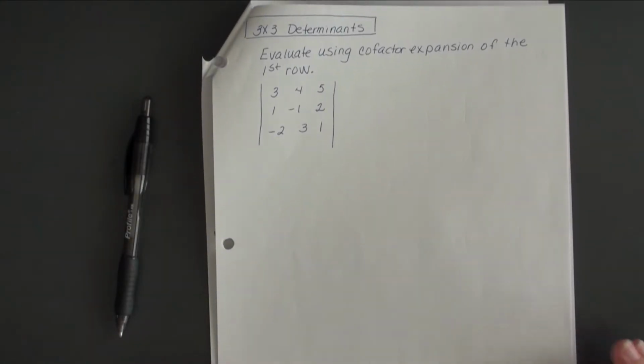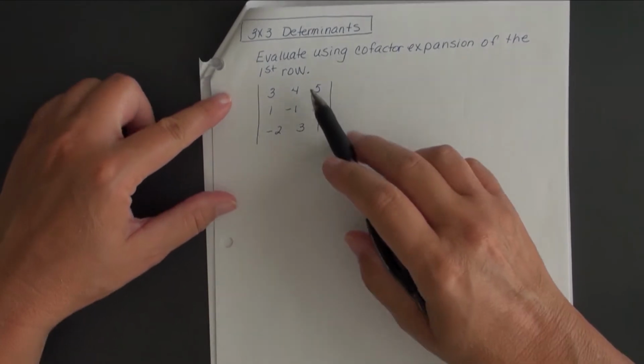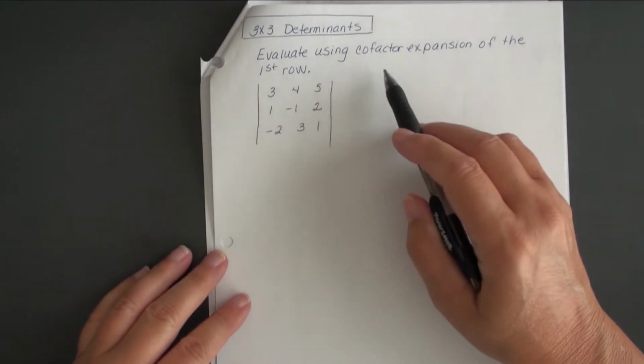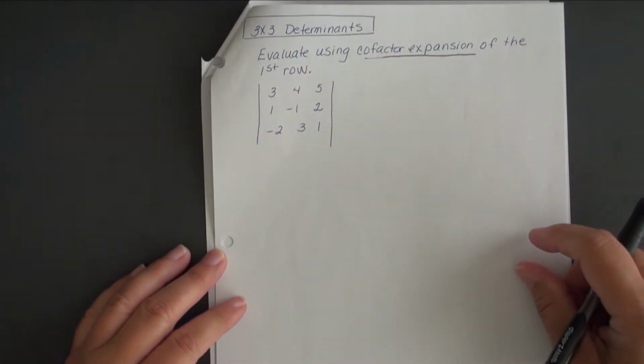We have discussed solving 2 by 2 determinants. Now we're going to solve 3 by 3 determinants, and this is a little bit more involved. We're going to use something called cofactor expansion of the first row.